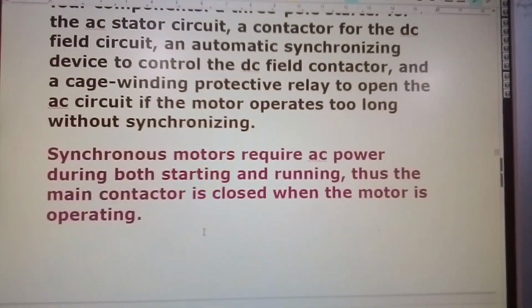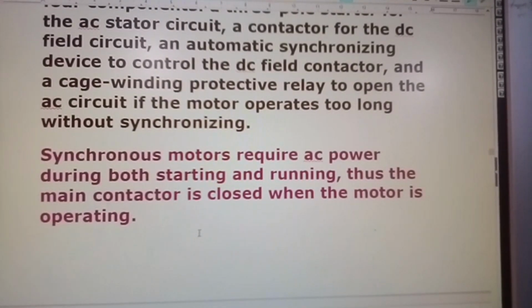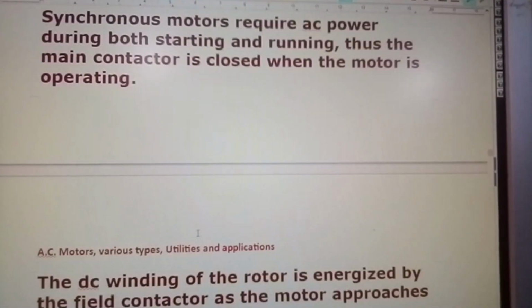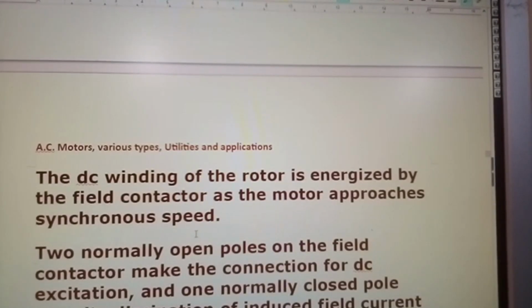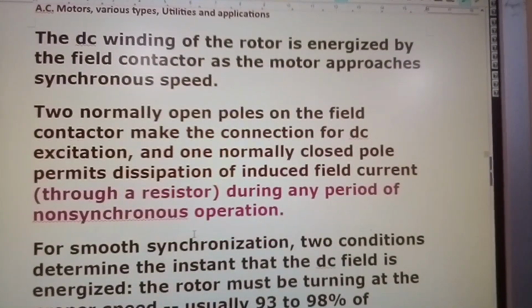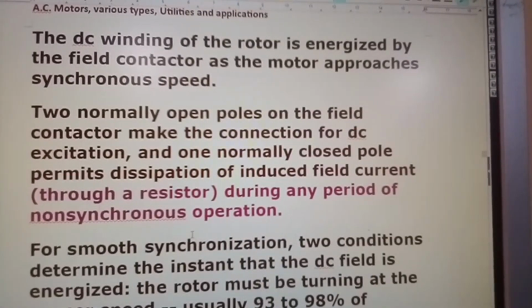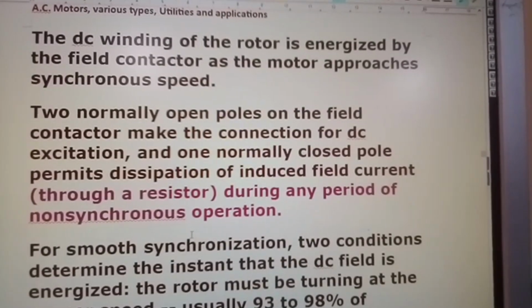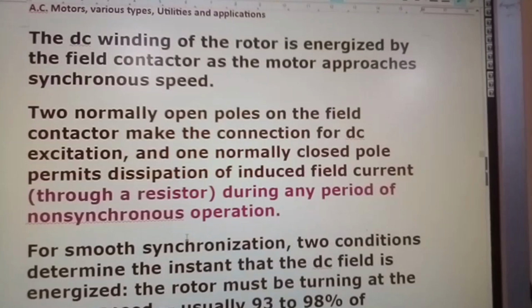Synchronous motors require AC power during both starting and running, thus the main contactor is closed when the motor is operating. The DC winding of the motor is energized by the field contactor. As the motor approaches synchronous speed, 2 normally open poles on the field contactor make the connection for DC excitation, and 1 normally closed pole permits dissipation of induced field current through a resistor during any period of non-synchronous operation.